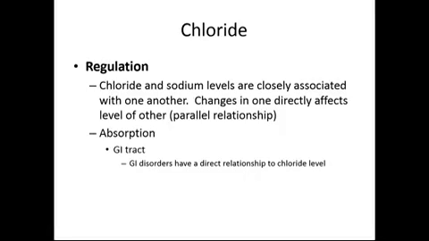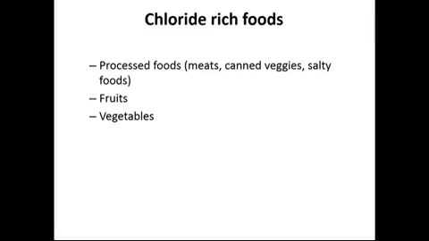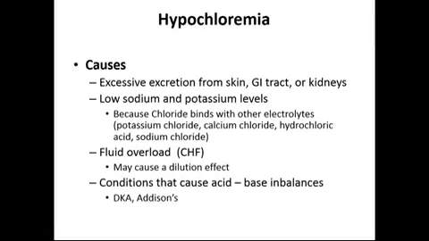We know that chloride is absorbed through the GI tract, and so GI disorders have a direct relationship on the chloride level. What are some of those things? Crohn's disease, celiac disease, anything that would cause malabsorption. Chloride-rich foods are those processed foods. Well, didn't we say sodium? High sodium foods were processed foods, meats, canned veggies, salty foods, that kind of thing. But chloride also can be found in fruits and vegetables.